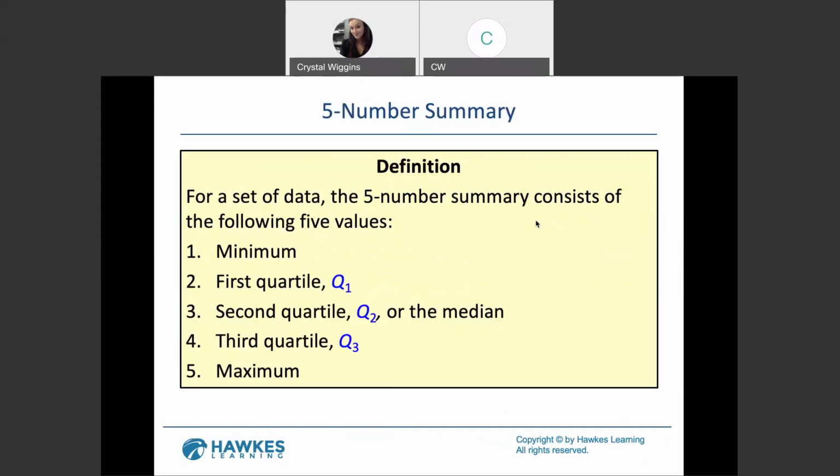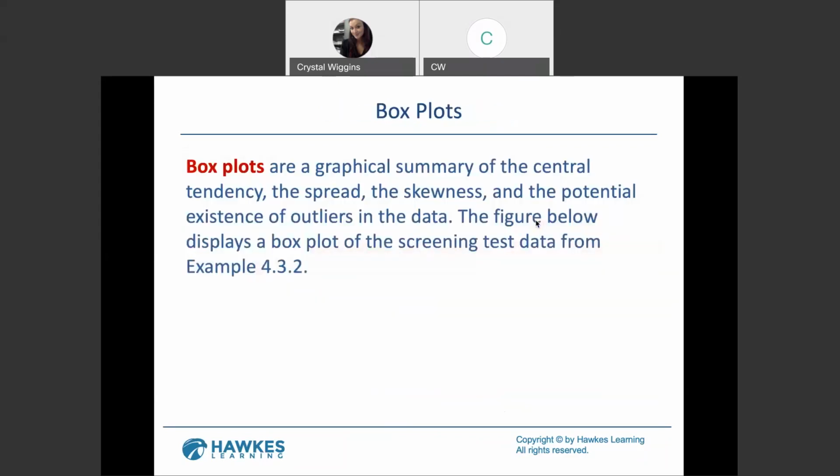For a set of data, what we call the 5-number summary consists of the minimum, the maximum, and those 3 quartiles, the first, the second, and the third. Now, the 50th percentile, or second quartile, is also called the median, the middle value of an ordered set. So where would we use these quartiles?